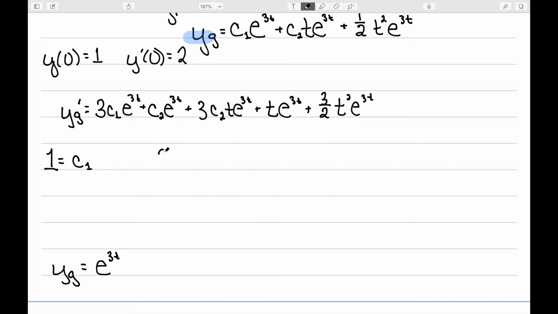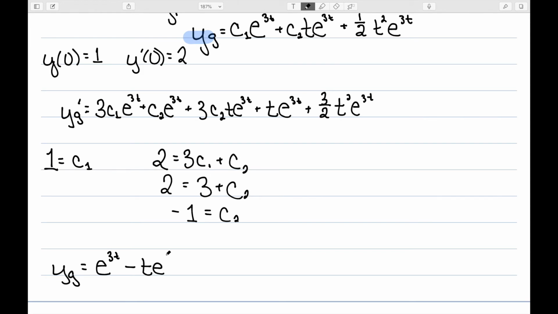We also know that y prime of 0 is equal to 2, so that would be 3c1 plus c2 plus 0 plus 0 plus 0. We know c1 is 1. So that gives us that c2 is equal to -1. So we would have y equals e to the 3t minus t e to the 3t plus 1/2 t squared e to the 3t.